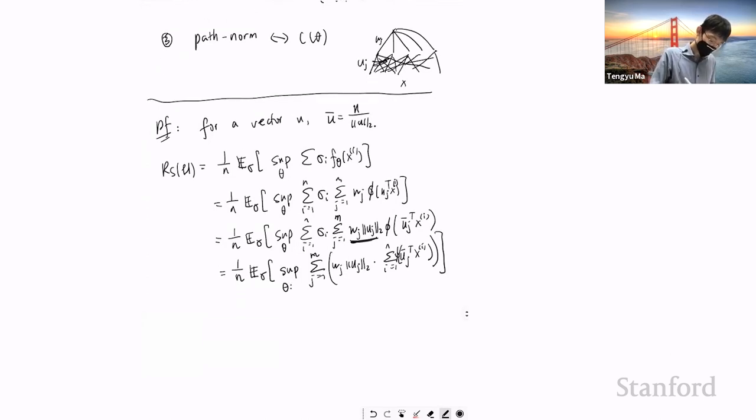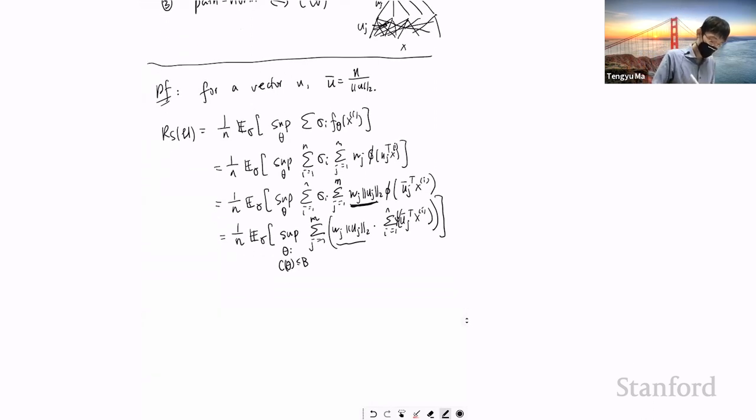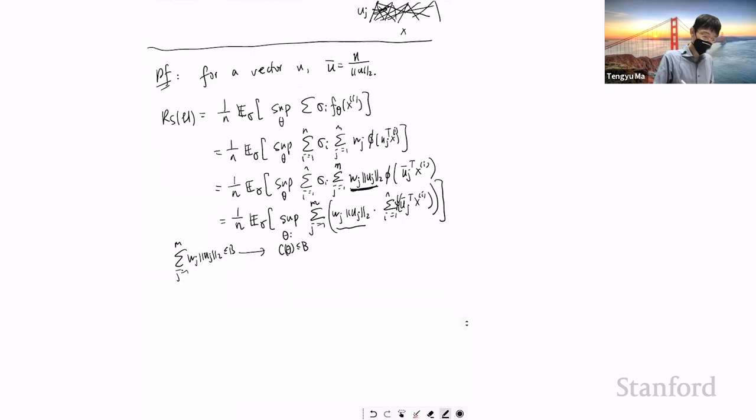And here, let's specify what the constraint of theta is. The constraint of theta is that C of theta is less than B, which means that the sum of Wj times Uj 2-norm is less than B. Now you can see that the sum of these quantities is less than B, but we care about the weighted sum, right? We weight each of the quantities by something, and then you take the sum.